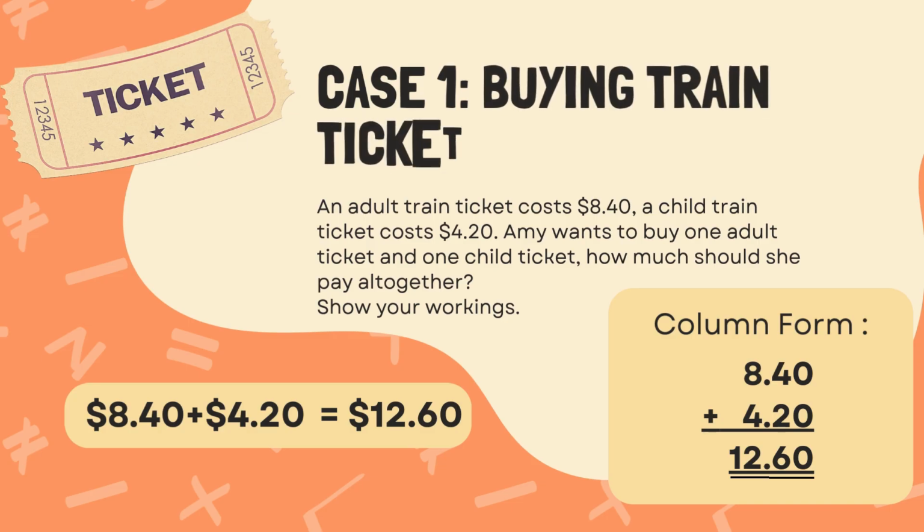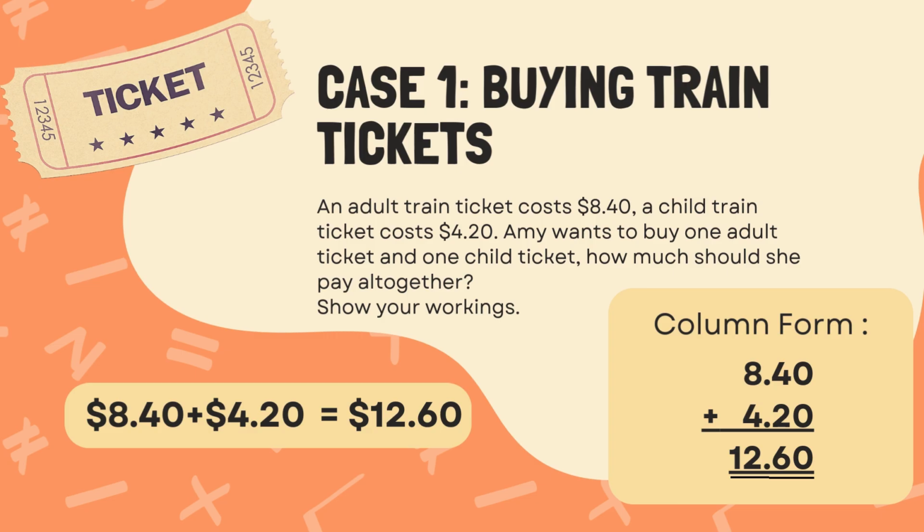Now let's work on some questions. Here's one question. An adult train ticket costs $8.40. A child train ticket costs $4.20. Amy wants to buy one adult ticket and one child ticket. How much should she pay altogether? Show your workings. I'll be explaining the question.